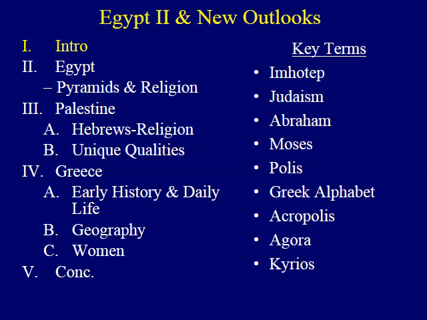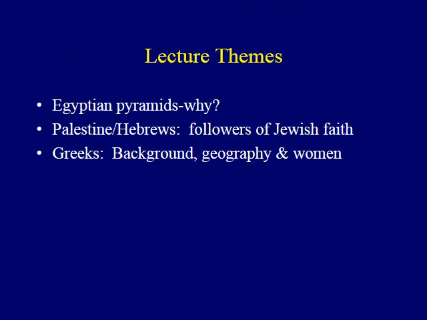Today we'll continue a discussion of Egypt, and we'll also move on to a new topic of new outlooks. A few topics will be addressed in this presentation. First, we'll explore the pyramids of Egypt and why the Egyptians built them. Secondly, we'll address people living in Palestine, these ancient Hebrew people, and particularly we'll look at their Jewish faith. Next, we'll look at the Greeks and provide an origin of Greek civilization with a bit of background, geography, and status for women.